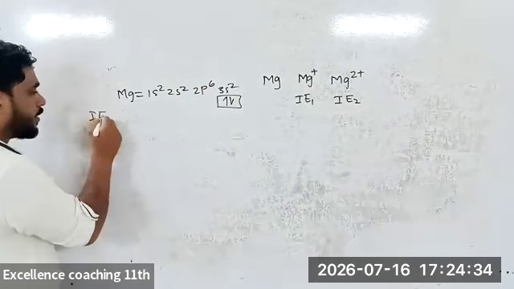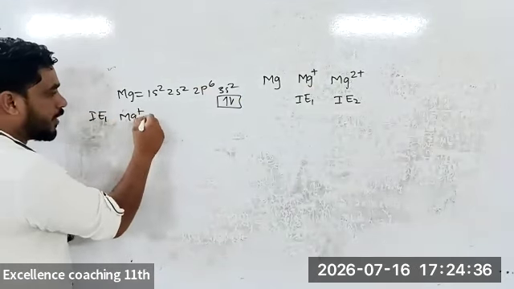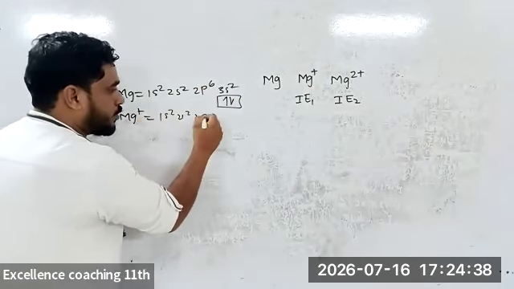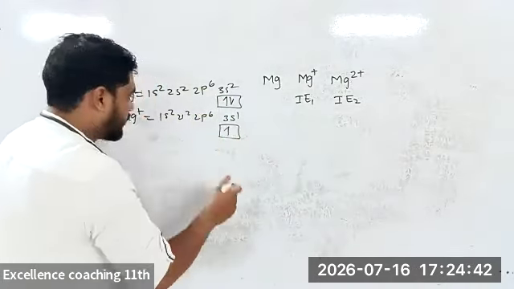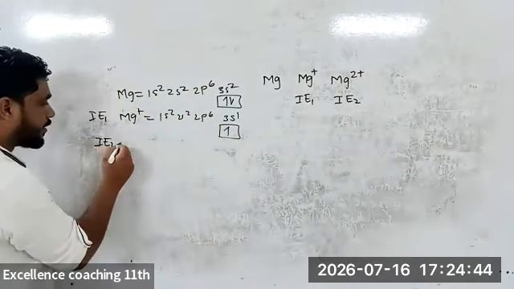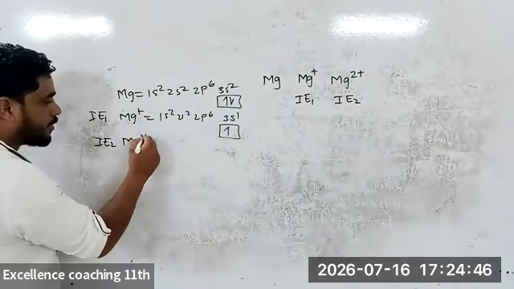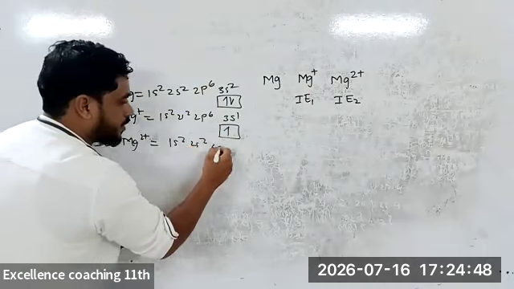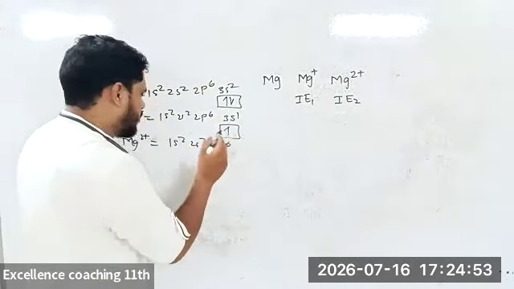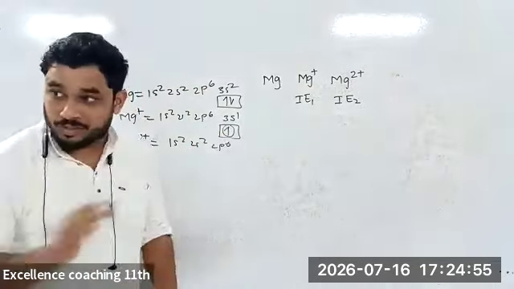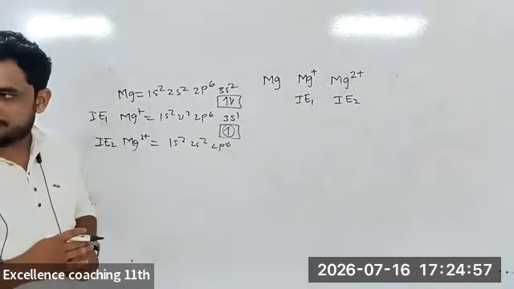So IE1 will look like this: 1s2, 2s2, 2p6, 3s1, correct? And IE2 will look like this. Sorry, IE1 this one, IE2: 1s2, 2s2, 2p6. You think magnesium will not give this electron easily? Or it will give?